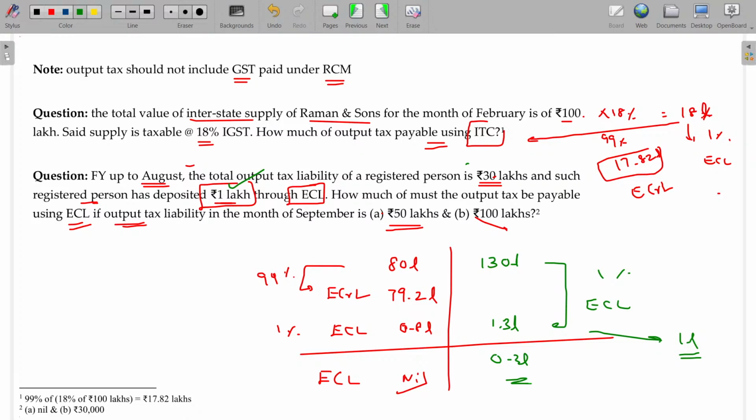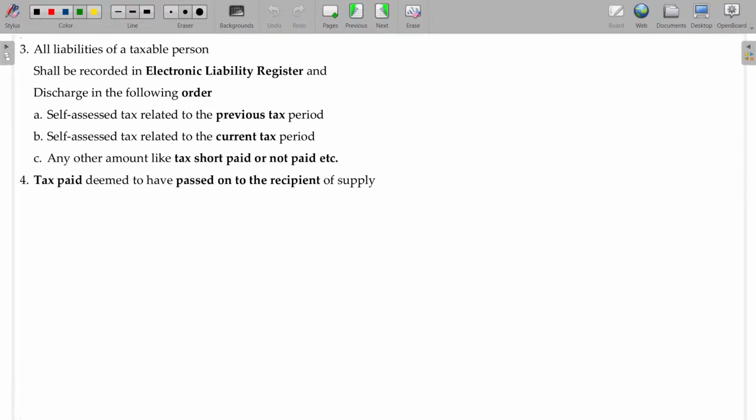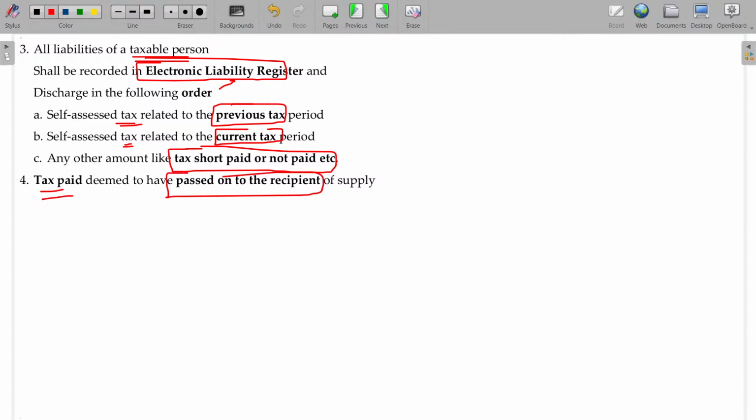Now we'll move on to the next one. Third point. All liabilities of a taxable person shall be recorded in the electronic liability register, already explained. Discharge of the amount payable in the electronic liability register: self-assessed tax related to the previous tax period and current tax period, and any other amount like tax short paid or not paid will be payable. Is that okay?